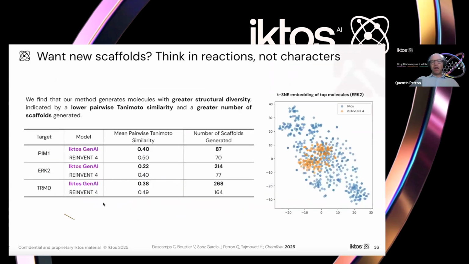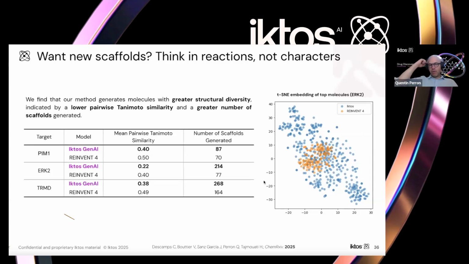Also, in terms of diversity, it's interesting to compare the pairwise Tanimoto similarity on those 3 examples, where we can see that we have 0.4 pairwise Tanimoto similarity, 0.22 and 0.39 with Iktos GenAI, which again produce very different molecules from each other, and a high number of new scaffolds.